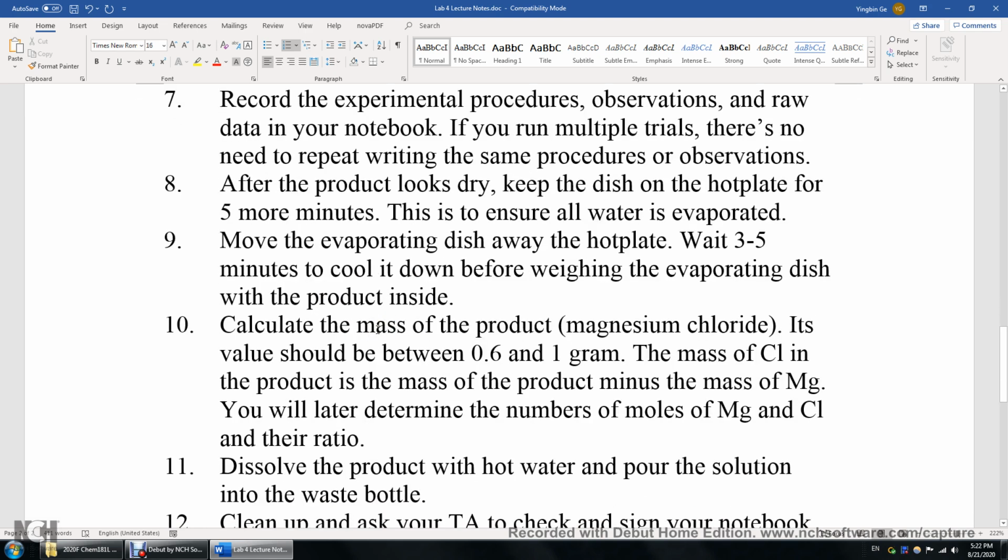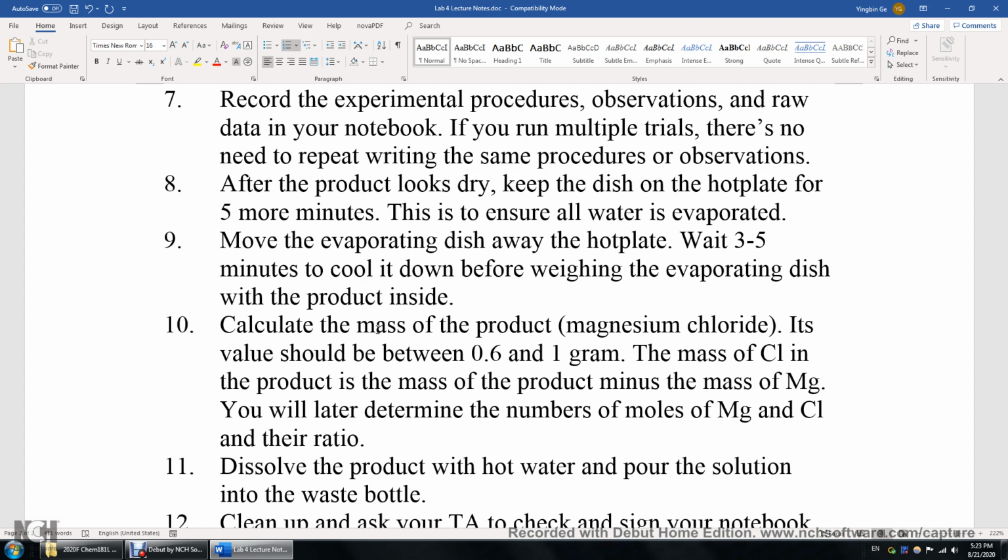Now you can calculate the mass of the product. It's very simple. Again, it's the mass of the dish plus the product minus the mass of the empty dish. So this is why you need to label both dishes at the beginning of the lab period. The mass of the product should be between 0.6 and 1 gram. If your number is much larger than 1 gram or much smaller than 0.6, there is something wrong with your calculations.